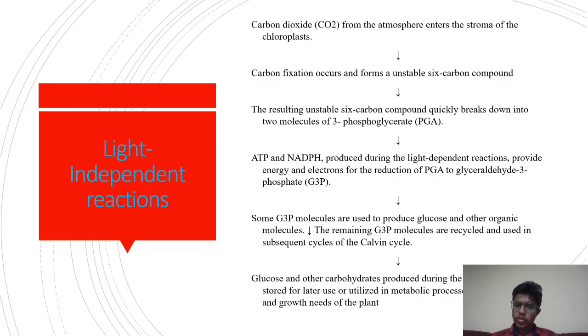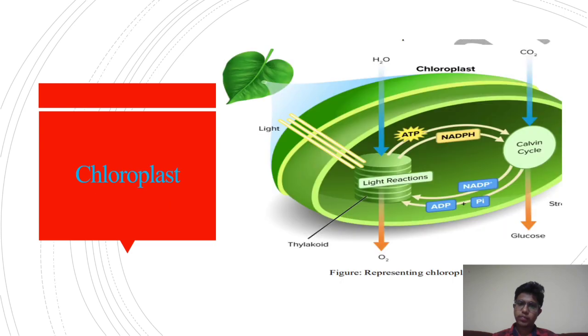Next, G3P molecules are used to produce glucose and other carbohydrates. The products of the Calvin cycle can be stored for later or utilized in metabolic processes to meet the energy and growth needs of the plant.